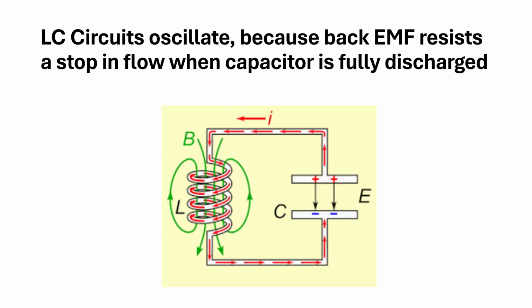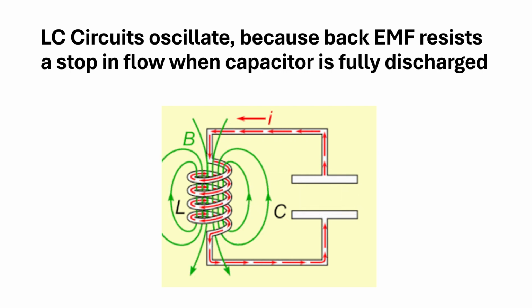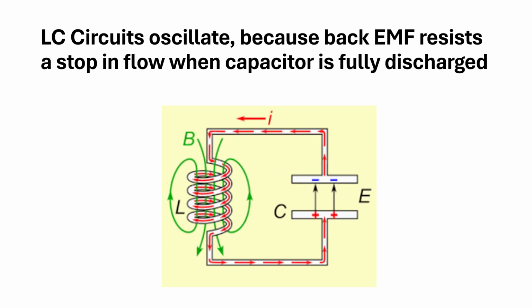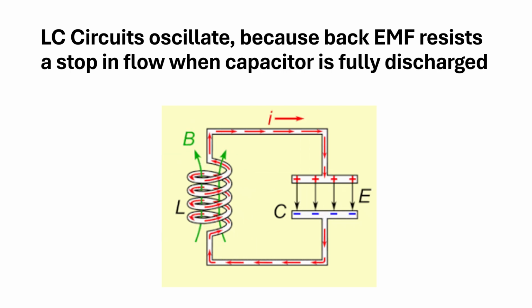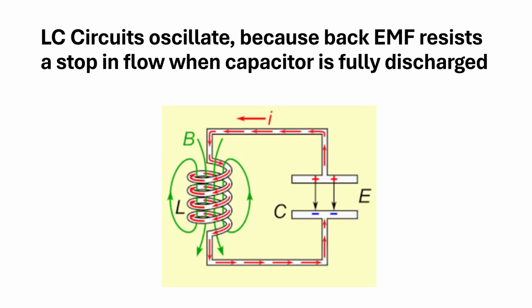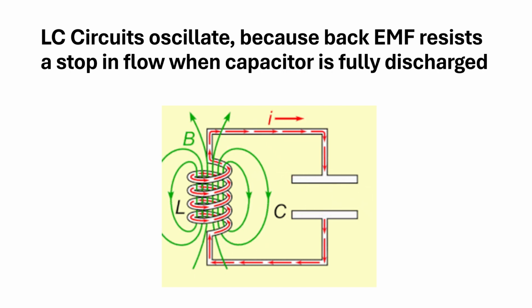But we start with a fully charged capacitor, which is going to discharge through the inductor. But as it's discharging, the current is building. It takes some time to build because the inductor is resisting that build, but the current is going to build. When the capacitor is fully discharged, the magnetic field through the inductor is going to start to decrease. But Lenz's law says that we're going to induce a current in the inductor that will oppose that change.